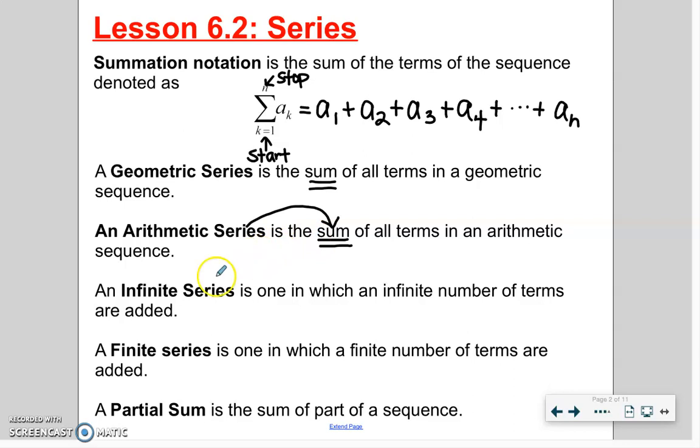An infinite series would just be if you have a series that continues on forever and we want to add up all of its terms, which is kind of an interesting concept that we'll touch on more later. A finite series is a sequence where you want to add up all the terms to a certain point. So that would be like what I said up here. If you want to stop at the 10th term, that would be considered finite because it has a clear ending point. And then the last definition is a partial sum. That just means that you're going to add up some of the terms in a sequence, but not all the way to infinity.